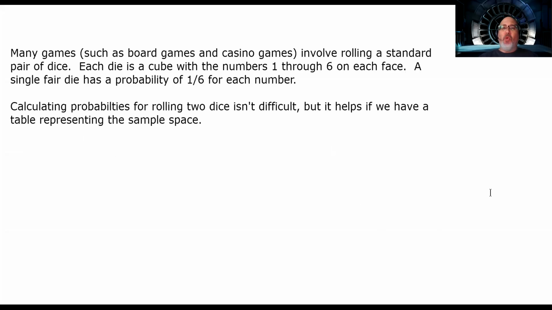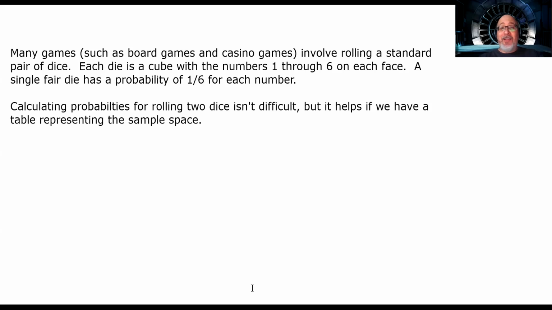Many games, such as board games and casino games, involve rolling a standard pair of dice. Each die is a cube with the numbers 1 through 6 on each face. A single fair die has a probability of 1/6 for each number. Calculating probabilities for rolling 2 dice isn't difficult, but it helps if we have a table representing the sample space.